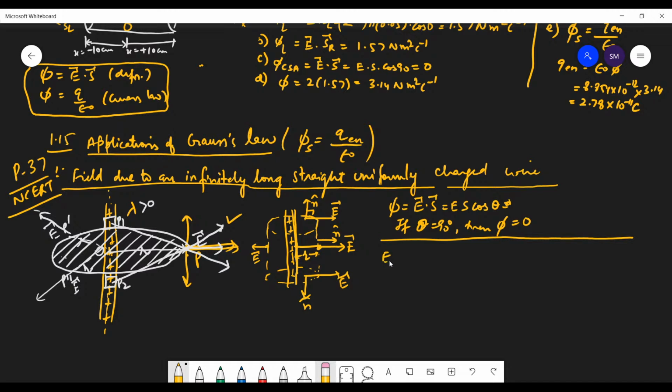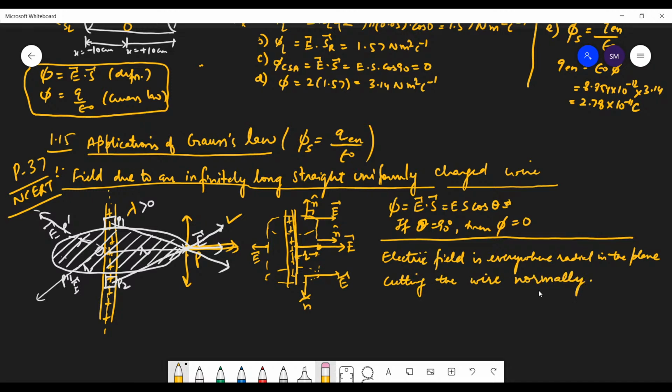Electric field is everywhere radial in the plane cutting the wire normally, and the magnitude of the electric field depends only on the radial distance r.